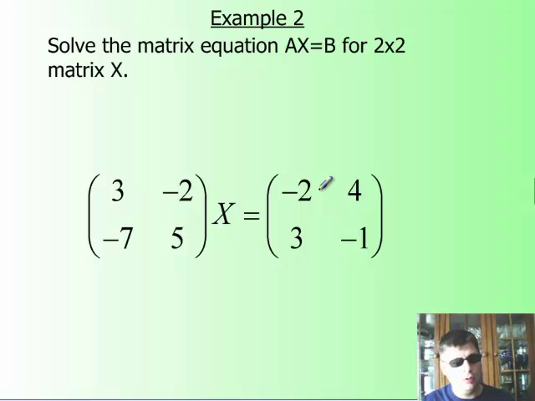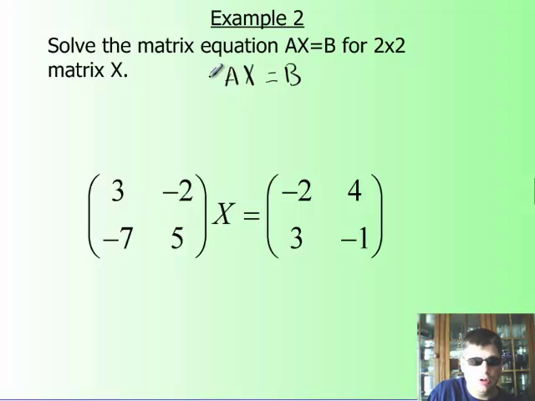Well, normally you'd think, well, I'm going to divide by A on both sides, and then I got it. But we're not doing any matrix division. So what do we do? Well, we got to get rid of the A. And to do that, we're going to multiply by the inverse of A. So the idea is this. Here's matrix A, here's matrix X, and here's matrix B. So we want to multiply both sides by the inverse of A. Remember, what you do to one side, you do to the other.